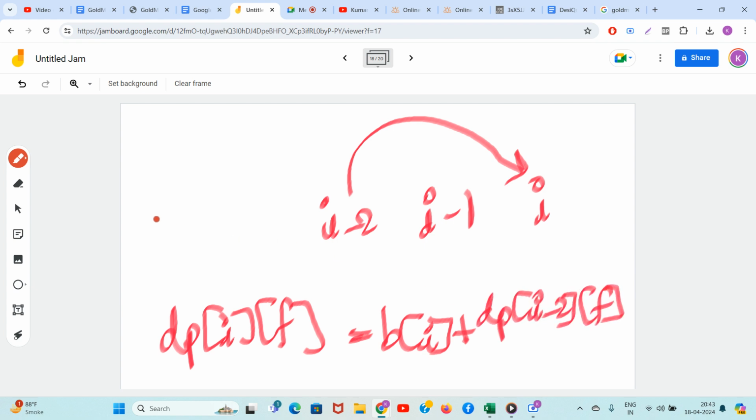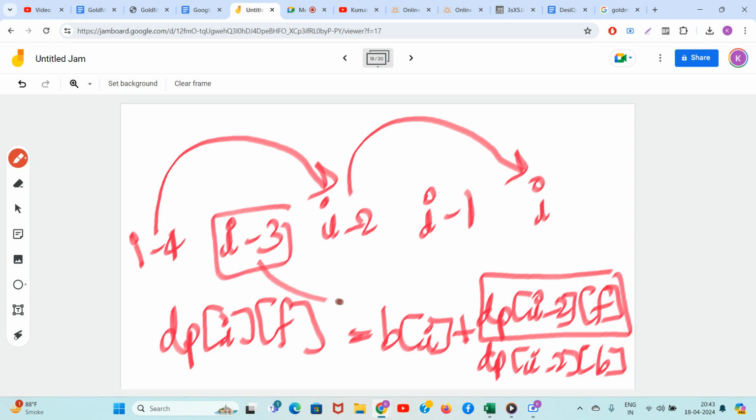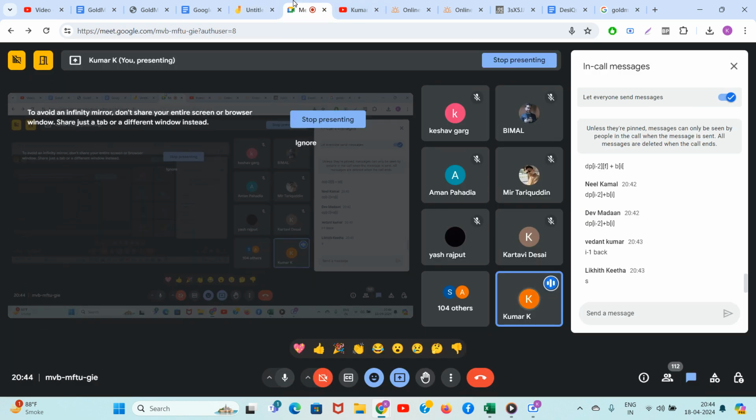dp of I minus 2 forward means you reached this I minus 2 from I minus 4. But guys, there is another way also possible. You can use dp of I minus 2 backward also. That is also allowed. Backward means from I minus 3 you went to I minus 1 and then you went back to I minus 2 and from here you went to I. So this time both of them are allowed in your case. All of them make sure you visit each index only one time. So guys, this is the formula of dp of I forward.